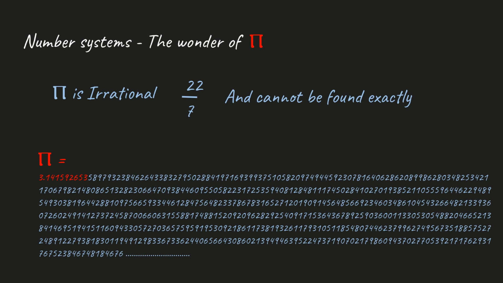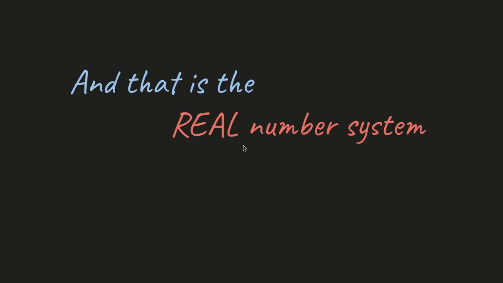So, the wonder of pi. Pi is irrational. It's 22 upon 7, but it cannot be found correctly. Now, I've indicated about 200 or 300 decimals over here for pi. You can go and Google this. There's a famous site that displays 1,000,000 decimals of pi. Pi is a very interesting number. It's great fun to actually think about the fact that there's a number that is real, but it is irrational. And that is the real number system.